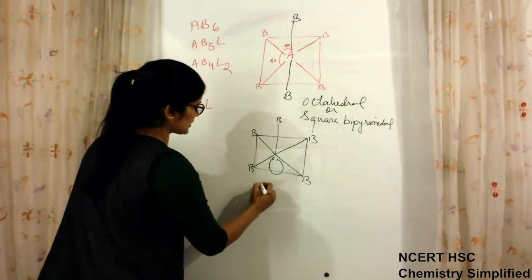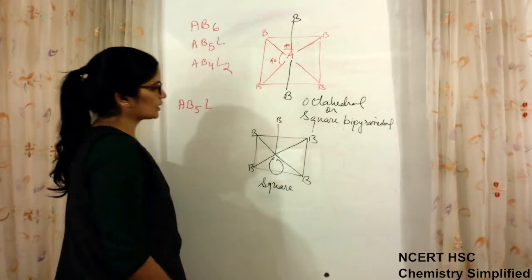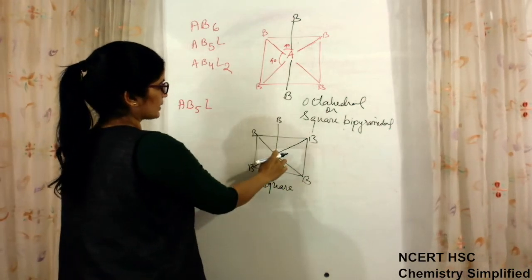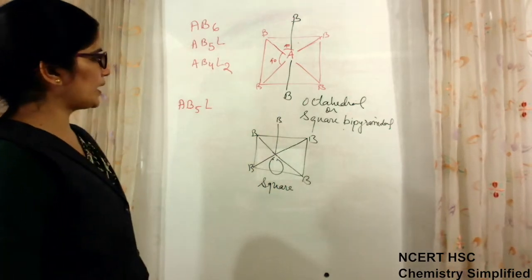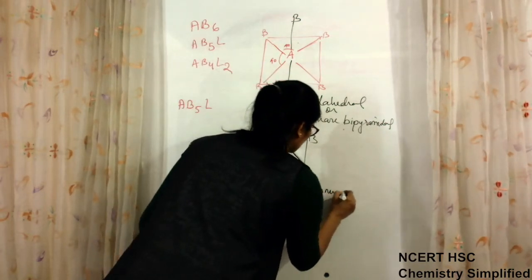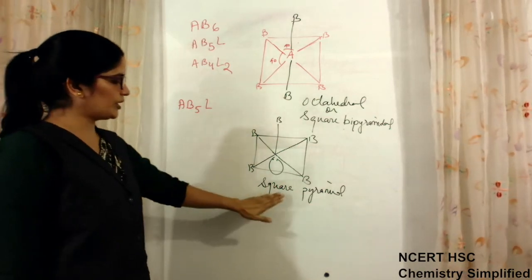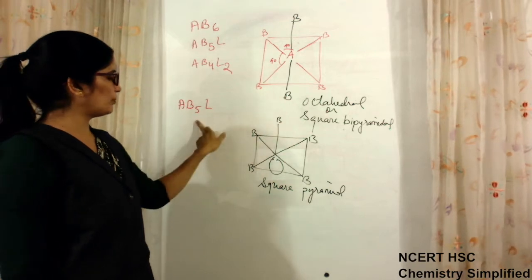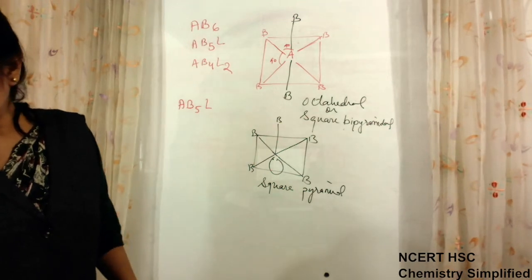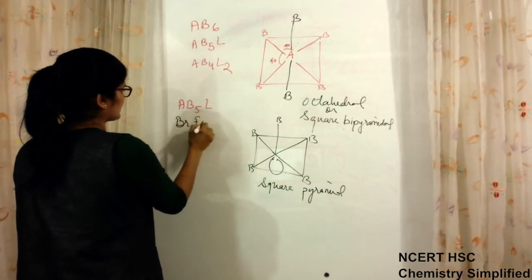Now this structure is square, as it is. Instead of bipyramid, it is now having pyramid on one side only, meaning only one bond is left. So this is now a square pyramid, one pyramid, not bipyramid. AB5L geometry is square pyramid with 5 bond pairs, 1 lone pair on axial position. Example to this we will take BrF5.